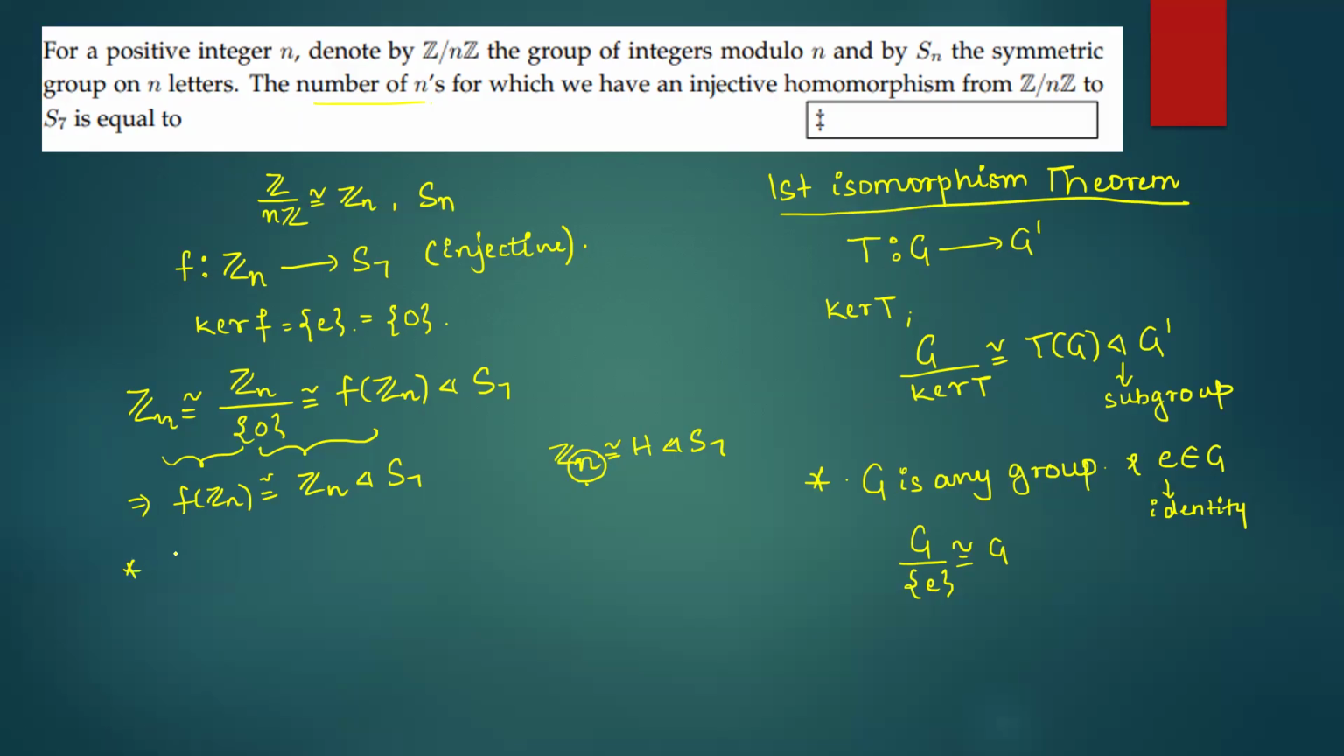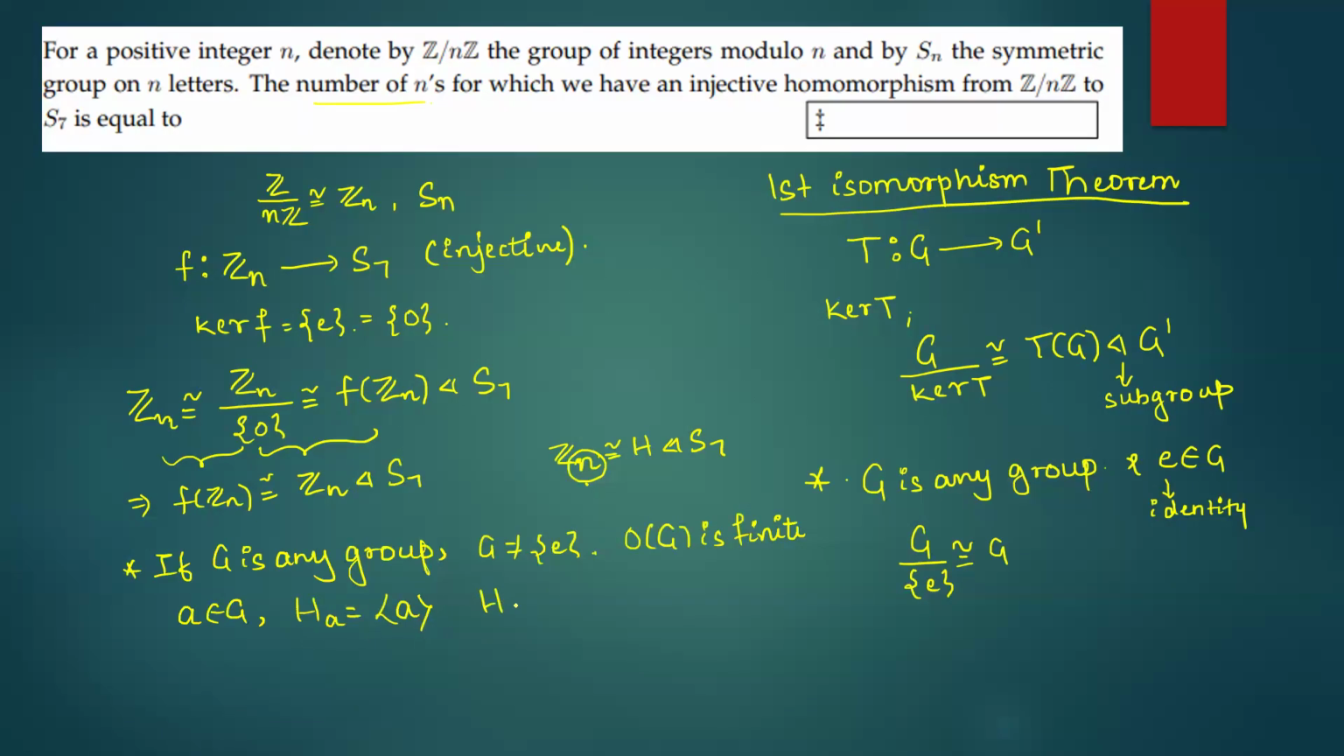And the last result we are going to use is: if G is any group, let us assume this G to be a non-trivial group of finite order, and A is an element belonging to G. Then I can always consider a cyclic subgroup of that group, which is the cyclic group generated by A, call it HA. First of all, HA is always cyclic, and above that, the order of HA is always equal to the order of A. So this can always be constructed.